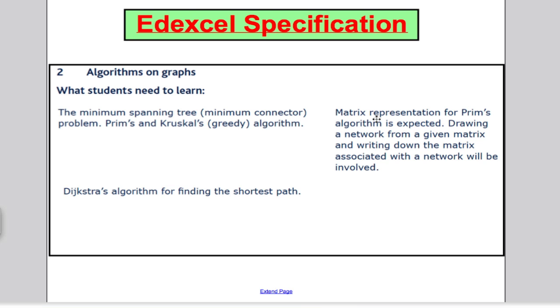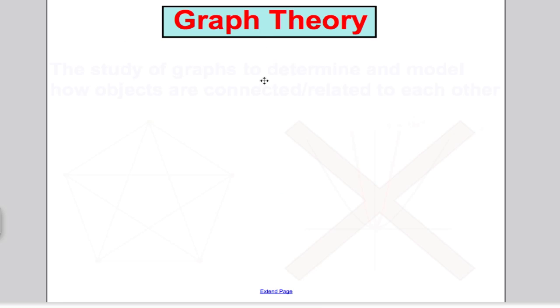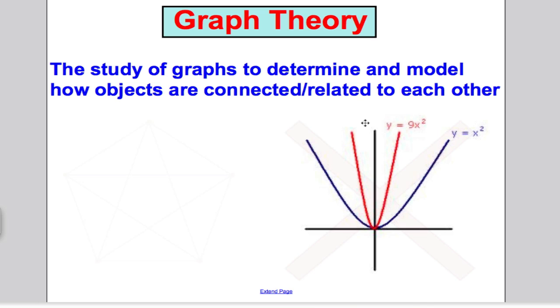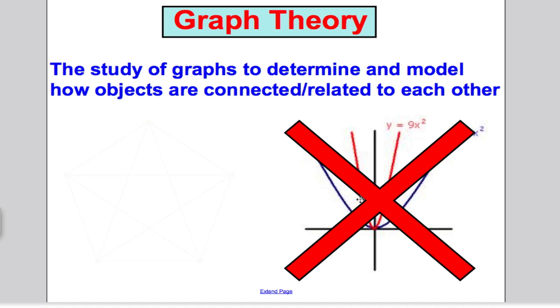Right, let's start off by talking about what a graph is, or what graph theory is. Well, what's graph theory? Graph theory is the study of graphs to determine and model how objects are connected or related to each other. Now, if I was asking you what a graph was, to this point in your math studies, you might say something like that. It's something we draw on the xy axis, for example, the graph y equals x squared or y equals 9x squared. Now, for the purposes of this course, that's not what we're going to think of as graphs anymore, okay?